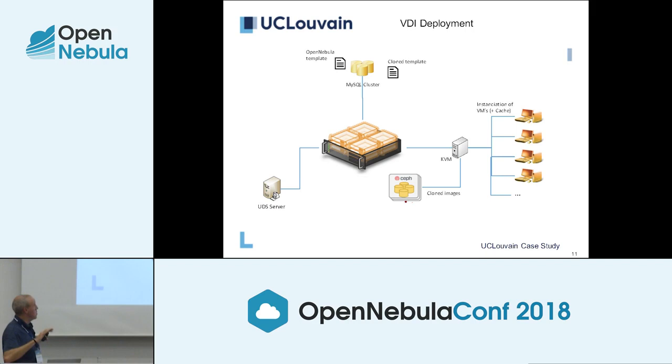in the OpenNebula infrastructure. When a student comes and authenticates on one of these machines, the UDS server knows it has to instantiate a new machine so that the cache will always have 50 machines ready. When the user stops and logs off, it just destroys the machine that was used, and it knows it still has the 50 machines ready in the OpenNebula infrastructure.